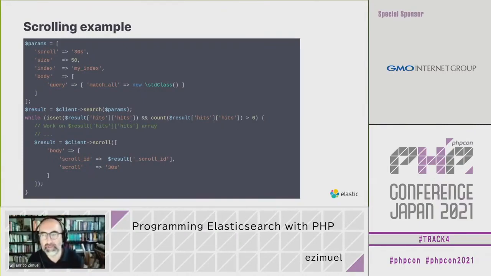As I mentioned, the results are in an associative array. We can count if the count is greater than 0. That means the array is not empty. We can work on the results here, and we can actually scroll to the next page using the scroll feature.